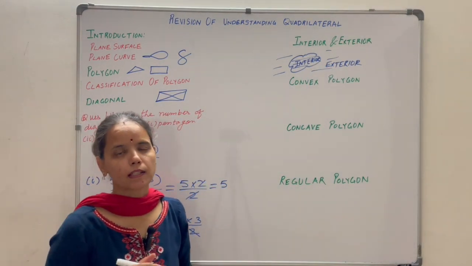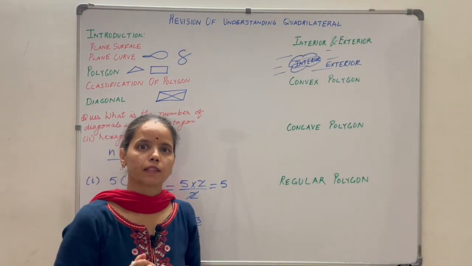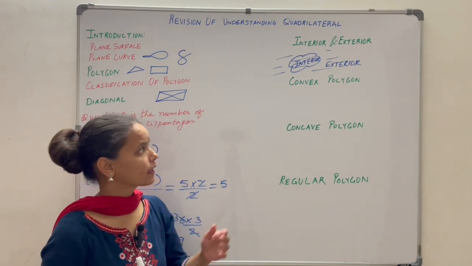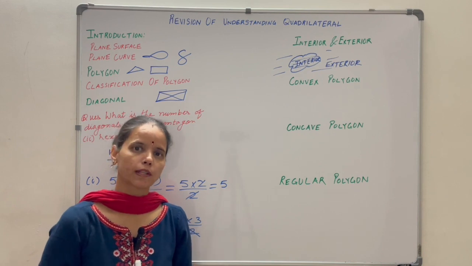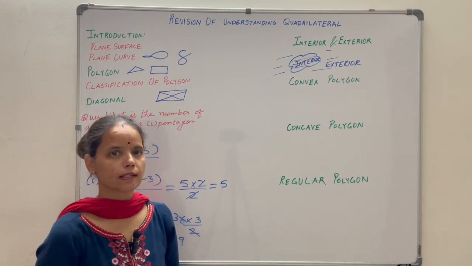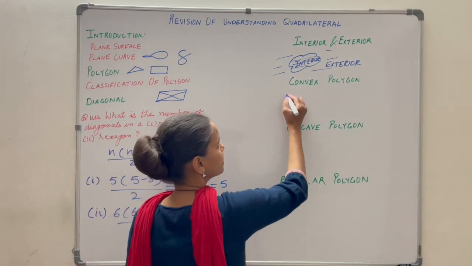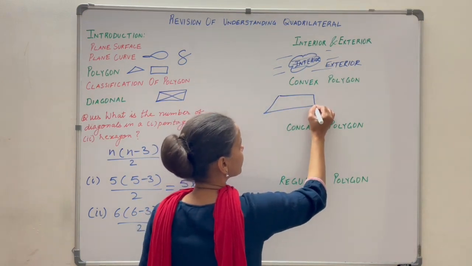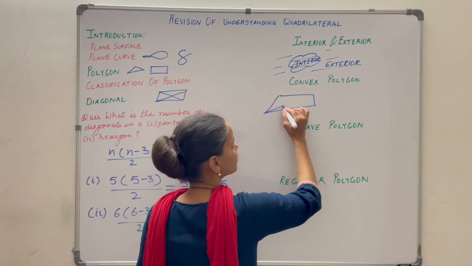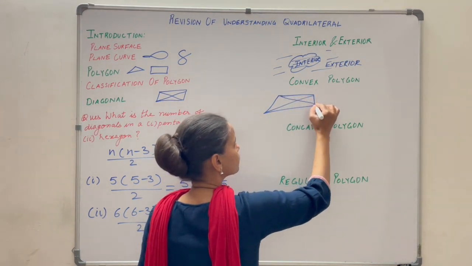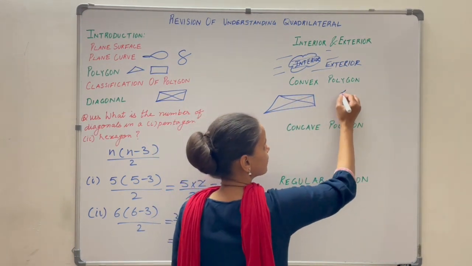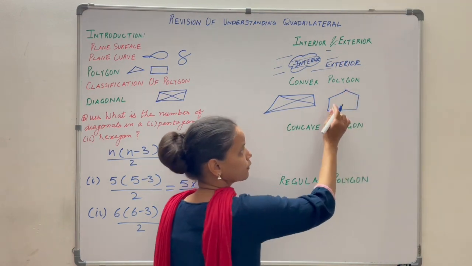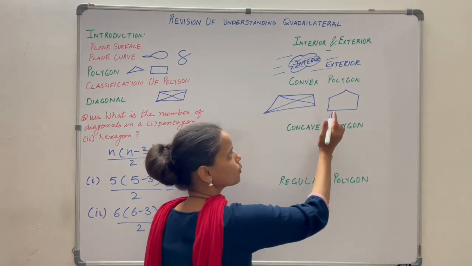Convex polygon. In a convex polygon, the diagonals lie fully inside, and in a concave polygon, one or more diagonals may lie outside. Let us see. For example, this is a convex polygon. You can see both the diagonals lying fully inside. In this also, this is a convex polygon. Each angle is less than 180 degrees.